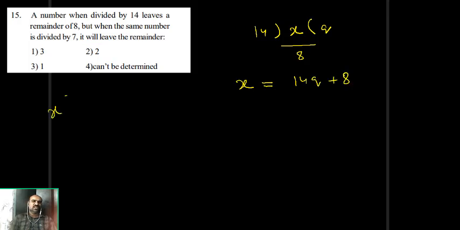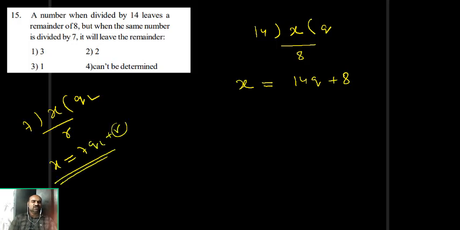What is the question saying? That same x divided by 7, what is the remainder? Let r be the remainder and Q2 the quotient. So our x should have the form 7Q2 plus r. This r value should be less than 7, such that you want to write x as 7 into something plus some number which is less than 7.